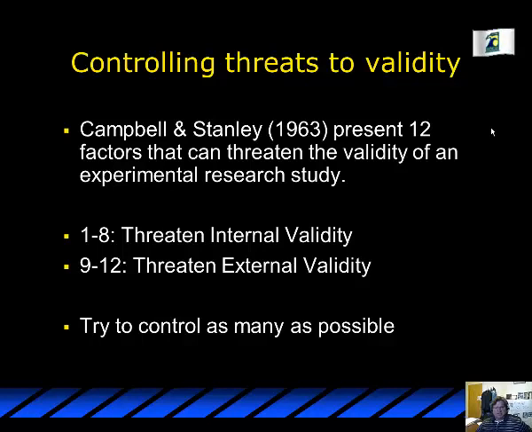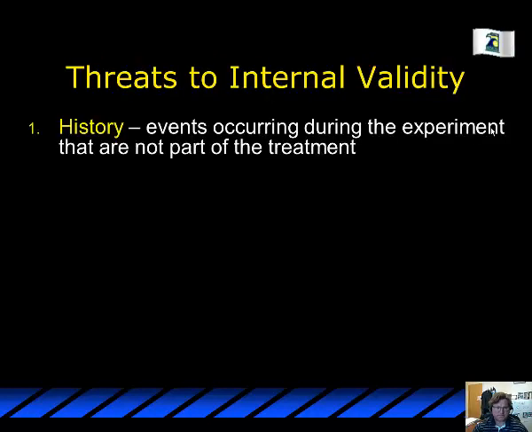This is old. Campbell and Stanley in 1963 presented 12 factors that can threaten the validity of an experimental research study. And even though it's old, this is still reported in every research methods textbook because it still holds true. Threats 1 to 8 threatened internal validity, and 9 through 12 threatened external validity. And what we do is we try to control as many of these threats to internal and external validity as possible ahead of time. So let's look at each of these individually.